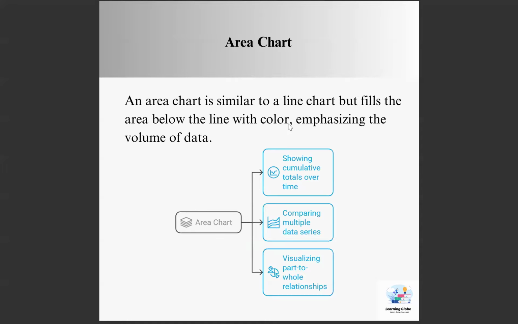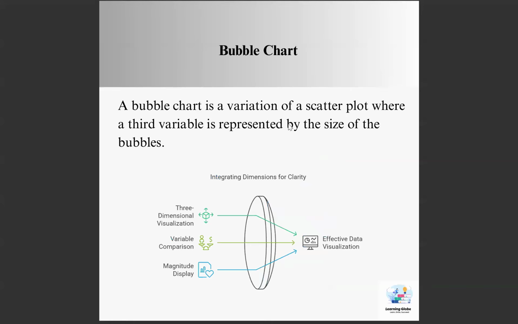Then we have the area chart. An area chart is similar to the line chart but fills the area below the line with color. Basically, it emphasizes the volume of the data. So area charts are basically used for showing cumulative totals over time, comparing multiple data series, and visualizing part-to-whole relationships.